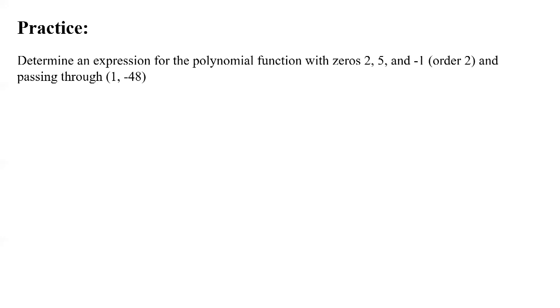All right, let's have a look how to do this. We know that the polynomial function has zeros 2, 5, and -1, and -1 has order 2. So we want to determine an expression. With these zeros, the function must have a factor of x minus 2 and x minus 5 and x minus -1, which is x plus 1.